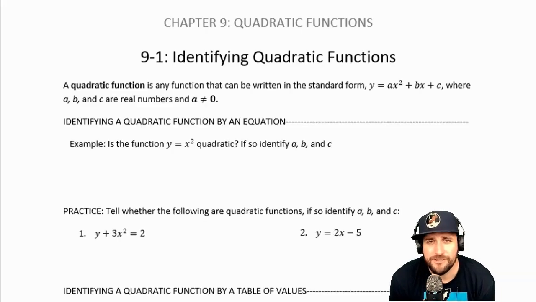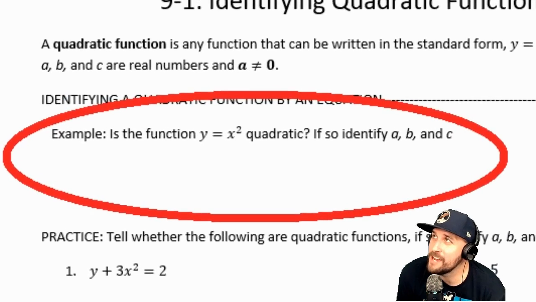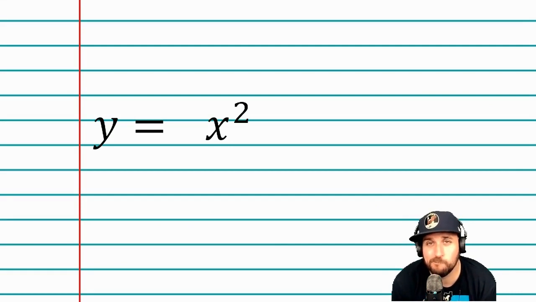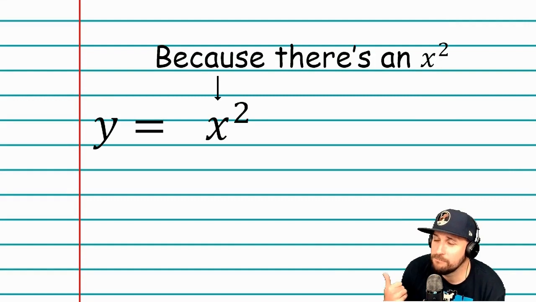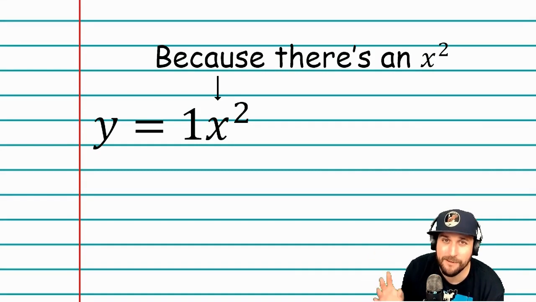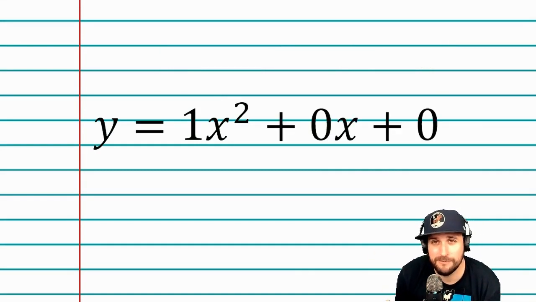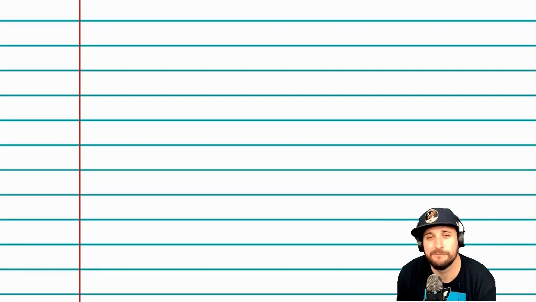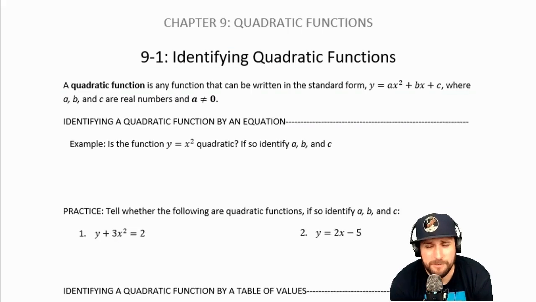Anyways, so let's try the example. Y equals x squared. Is it quadratic? If it is, can you identify A, B, and C? Yeah, it's quadratic. A is 1. There's nothing multiplying the x squared, so we can imagine there's a 1 there. B and C are both 0. There's no x term, there's no number term, so B is 0, C is 0. That's fine as long as A isn't 0, and it's not. It's 1. So that is quadratic. Good job, maybe.